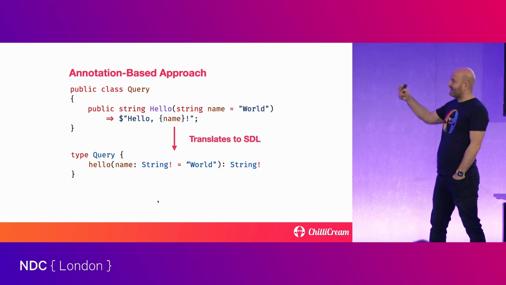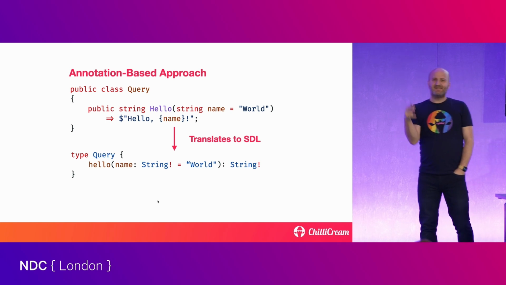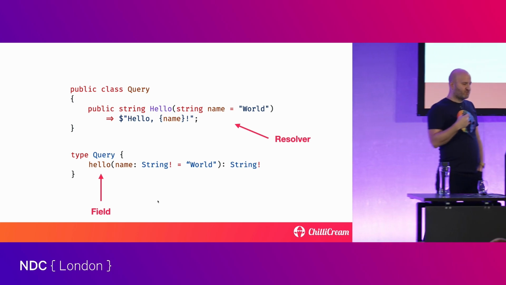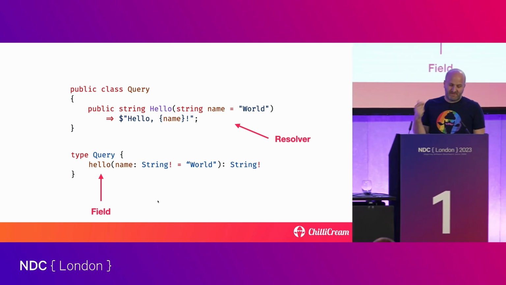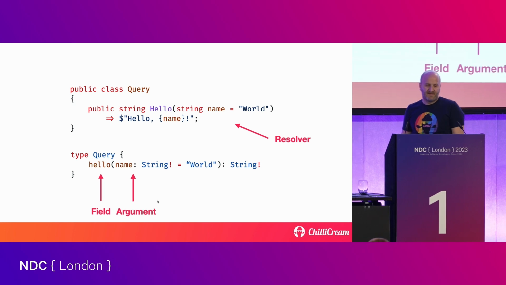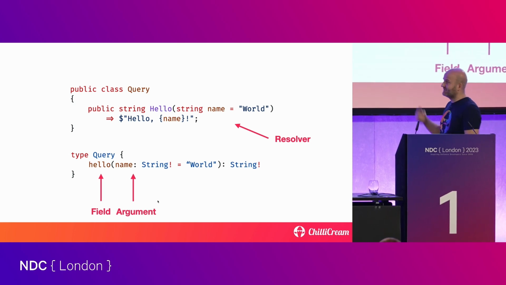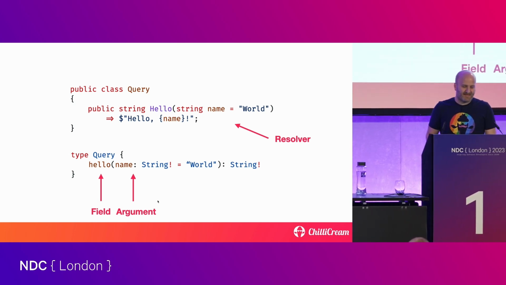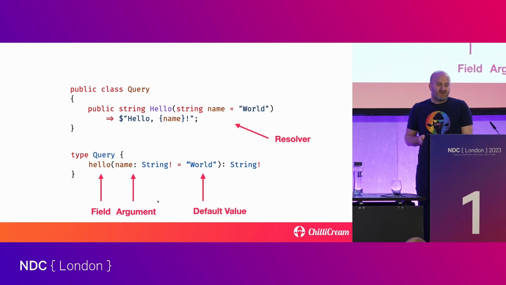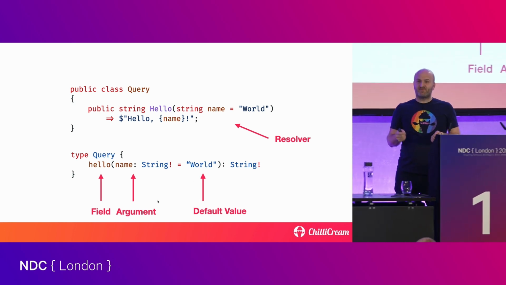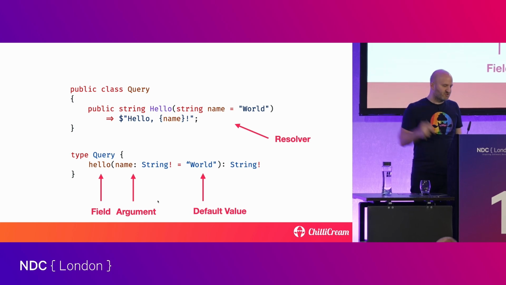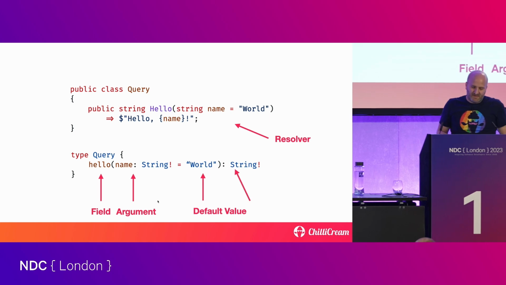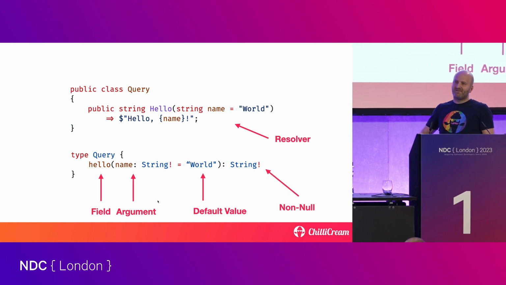This C# type then translates into this SDL type, and it also infers correctly all the pieces here. So our method, our resolver, becomes a hello field. And we also infer this argument, so our parameter from our C# method translates into an argument of our field. We have default values in GraphQL. We can even have more complex default values than in .NET. We can have full object structures here. And we also understand non-nullability and nullability.